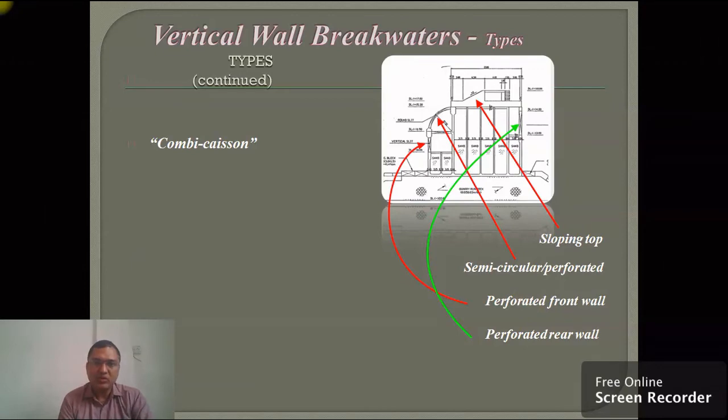And this is the combination of all types, called the combination caisson. Here you can see that this is the sloping type, this is the semicircular perforated one, and this is the perforated front wall. So this combination is called the combination caisson vertical wall breakwater.